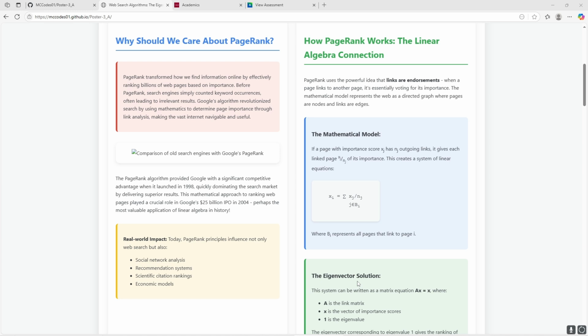And then PageRank transformed our search by using the web's link structure to determine page importance. This approach to ranking was so powerful it turned Google from a research project into the company it is today.